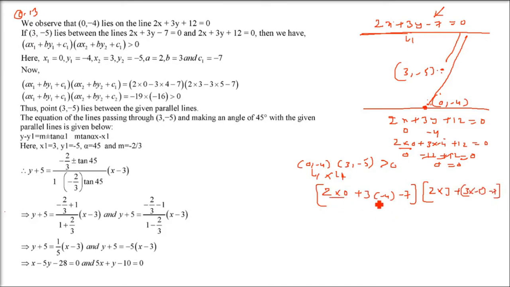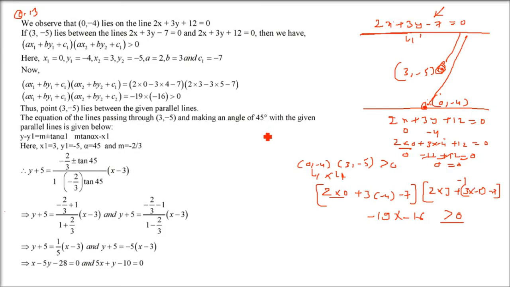So what do you get? This is 0, this is -12, -7, so you get -19. Then you get 6 - 15 - 7, so you get -16 here. Minus times minus is plus, so it is greater than 0. Greater than 0 means these two points are on one side of 2x + 3y - 7. This is clear?